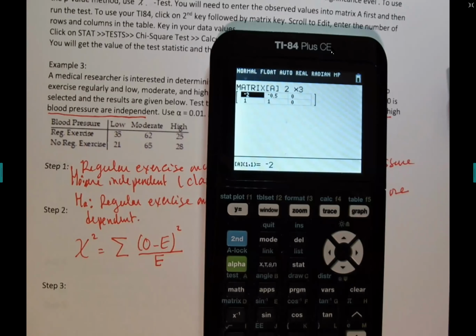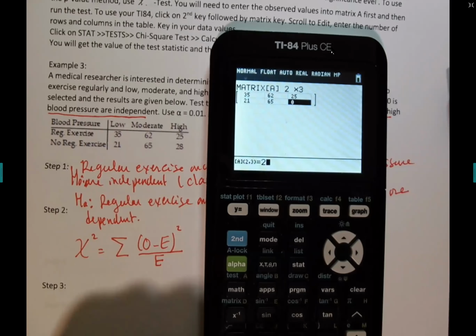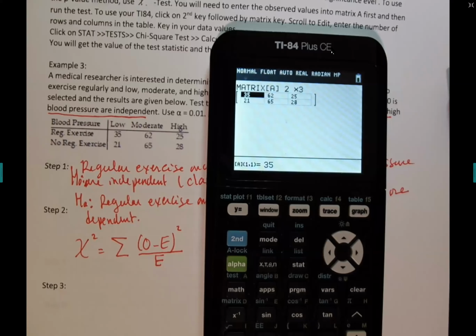Did you notice, guys, how the table has changed? Now it displays 2 rows and 3 columns. And do enter now the given information. 35, enter. 62, enter. 25, enter. 21, enter. 65, enter. 28, enter. Any questions here so far, guys, before I proceed to the next step? That's all you have to do. Just enter the observed values.